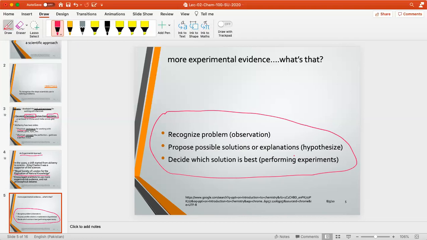Last is to decide which solution is best. For COVID-19, all the world is performing experiments to get the best solution to avoid COVID-19, how to kill COVID-19. So if you see, there are only three major steps. Number one is the observation, number two is the hypothesis, and number three is the experimentation.